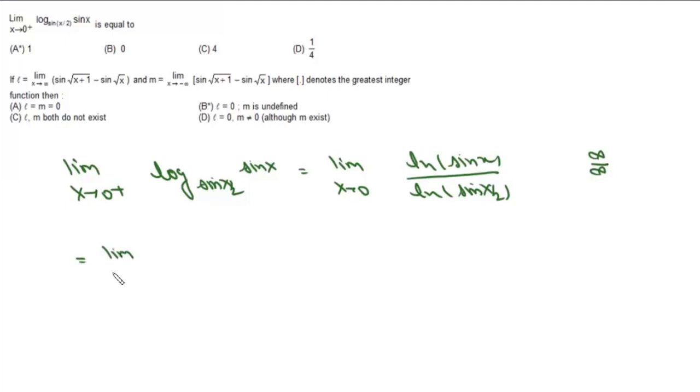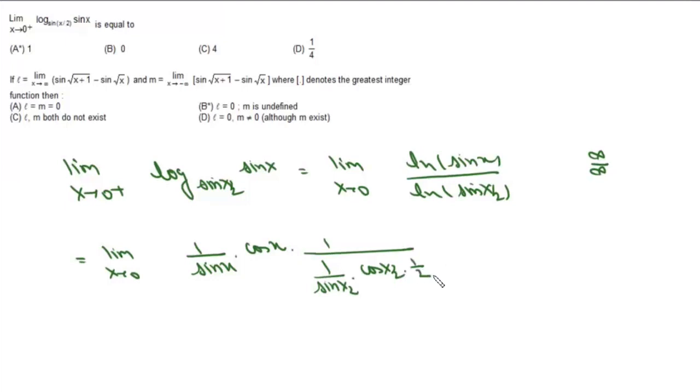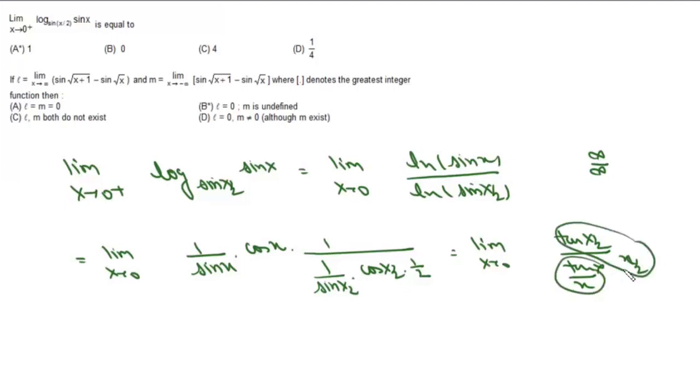So it will be this limit x tends to 0, and here will be this 1 upon sin x into cos x, and this one is 1 upon sin x by 2 into cos x by 2 into 1 by 2. Now we can write this as limit x tends to 0 tan x by 2 upon tan x, and this is 1 by 2. We'll multiply and divide everything with x. Now this is 1, this is 1. So value of this limit is 1, and that's your option A.